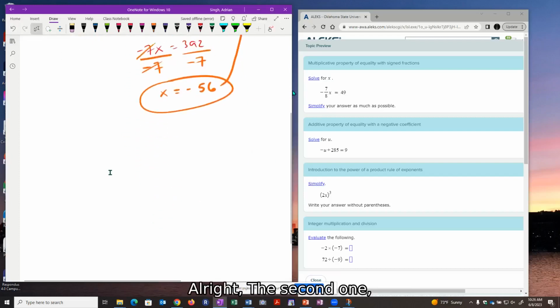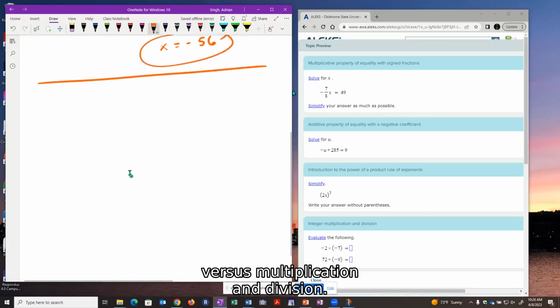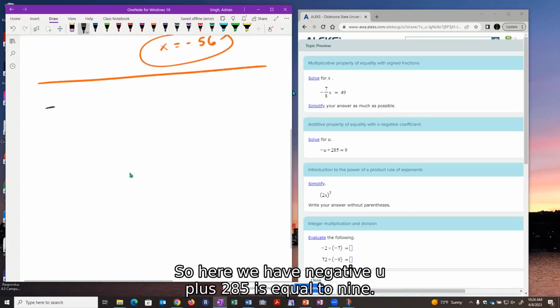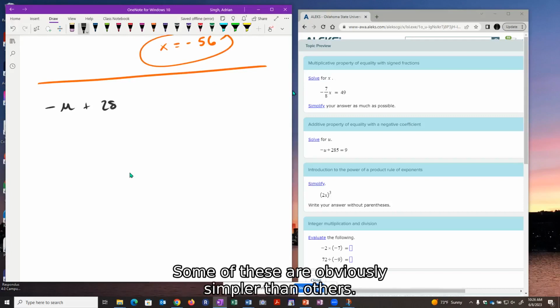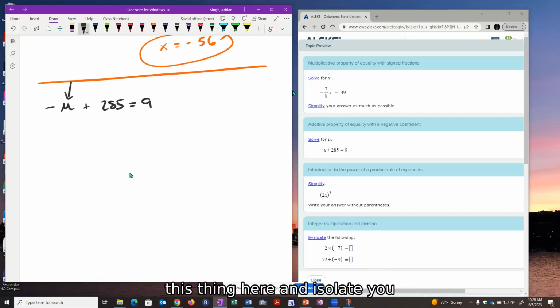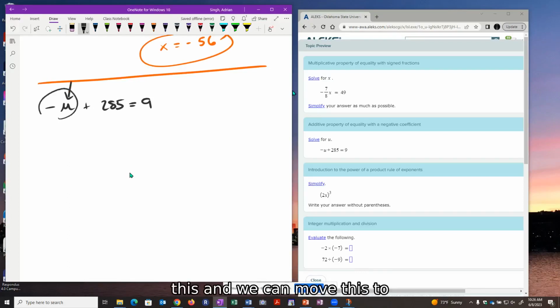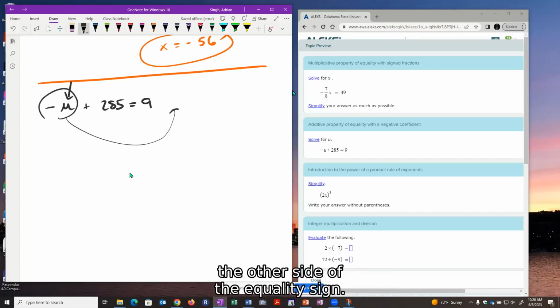All right, the second one is very similar to the first, except now it's using addition versus multiplication and division. Here we have negative u plus 285 is equal to 9. Some of these are obviously simpler than others. Here again, we want to solve this for u. We want to isolate u on one side of the equation. So what we can do is take this and move it to the other side of the equality sign. So I end up with 285 is equal to 9.